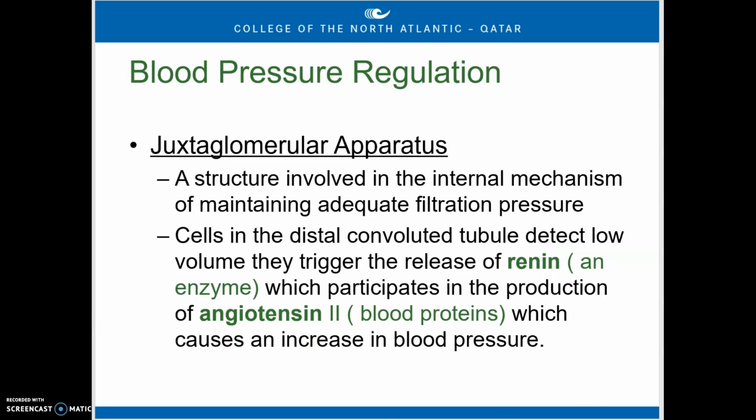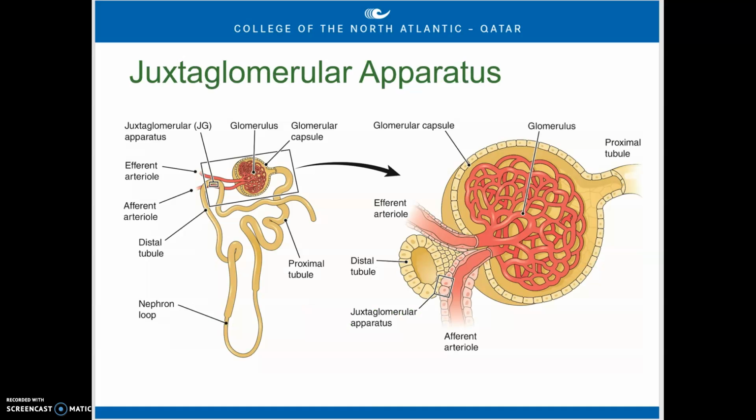Now, let's have a quick look on where that juxtaglomerular apparatus is located. So here's our nephron, and if you can locate the different parts, Bowman's capsule, the glomerulus on the inside, then we get the proximal convoluted tubule, the descending and the ascending loop of Henle, and then we get into the distal convoluted tubule. So in the distal convoluted tubule, we're going to have that juxtaglomerular apparatus right here.